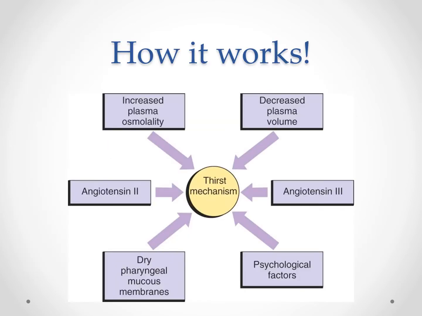This is a nice wheel that shows you the increase of plasma osmolality, decrease, angiotensin 3, psychological factors, dry pharyngeal mucous membranes, and the angiotensin 2. So the thirst mechanism is located within the hypothalamus of the brain. Osmoreceptors continually monitor plasma osmolarity, and when it increases, they cause thirst by stimulating neurons in the hypothalamus. Dry oral mucous membranes also cause thirst.